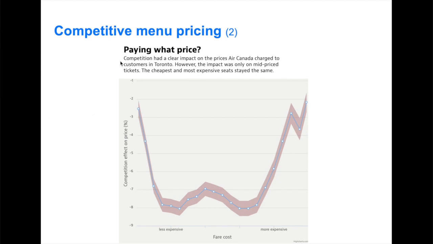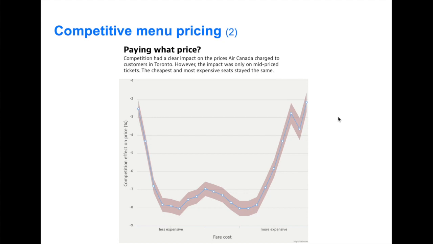Okay, so let's look at this on the graph. Okay, so they say competition had a clear impact on the prices Air Canada charged to customers in Toronto. However, the impact was only on mid-price tickets. The cheapest and most expensive seats stayed the same. Okay, so this is the distribution of fares, and you see that there is a decrease for the middle, but not so much at the extremes of the distribution.